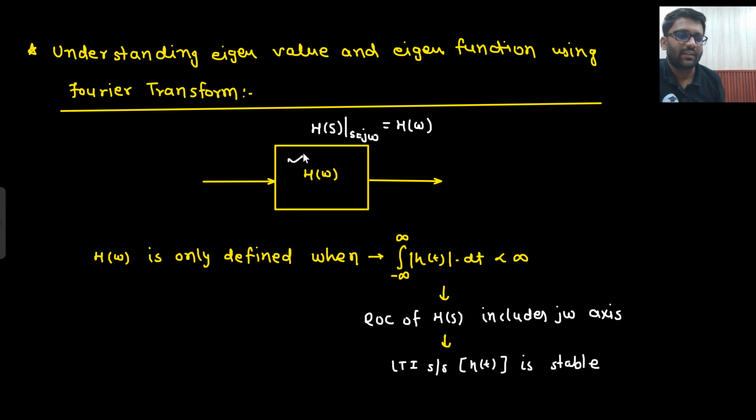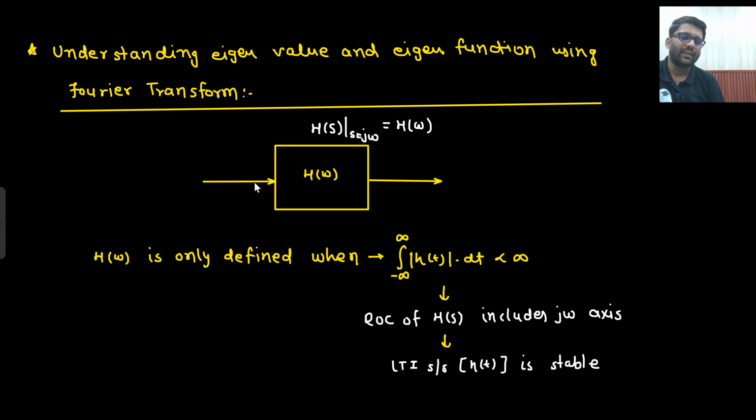If H(s) is defined, and you get to know that the ROC of H(s) includes the j omega axis, then from here as well you can get H(omega). But the necessary condition is that the ROC of H(s) should include the j omega axis. So the bottom line, two bottom lines are there. One bottom line is, if H(omega) is defined, that means h(t) is absolutely integrable, that means the LTI system is stable. Now if H(s) is defined, if they have given H(s), that means you need to check the region of convergence. If the region of convergence includes the j omega axis, that means from H(s), if you put s equals j omega, you can get H(omega), right? And the LTI system is stable.